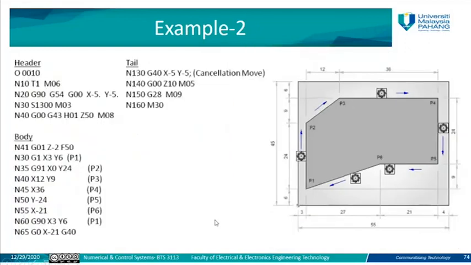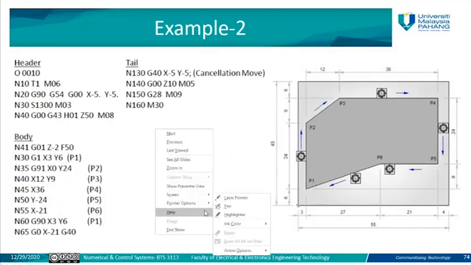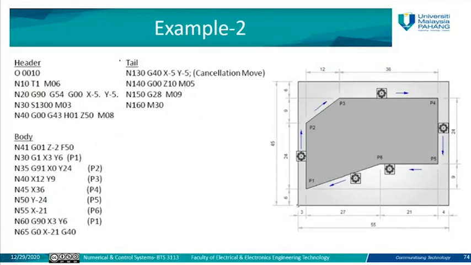The same here, this is the program we start with, including the header and also the tail. The header defines the program, the main parameters, the speed, and also the type of movement for the reference point. Then at the end, we cancel the movement and return the spindle to the reference position, and then end the program. In the body here, you need to define the coordinates for all these points.